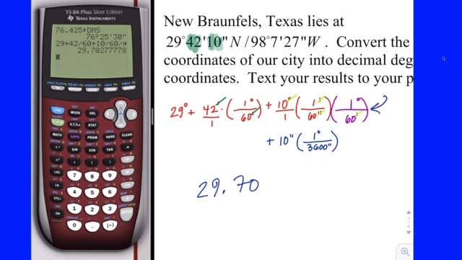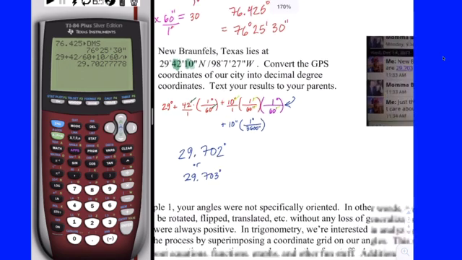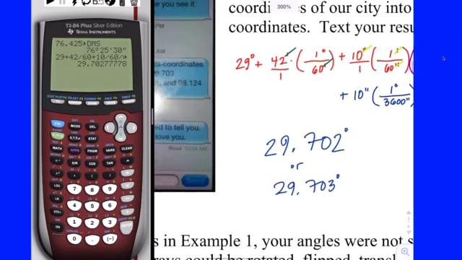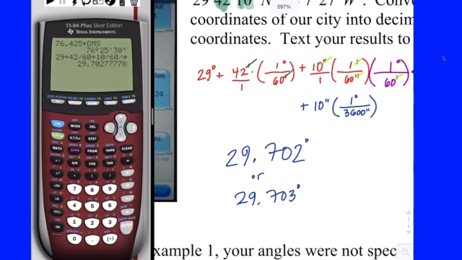You get then 29.70, and then we report 3 decimals. So you can put 29.702 degrees or 29.703 degrees. I'll take either one of those. Yeah, it does give you the answer. You're right. And luckily we get the same answer as what's in the text over there. So New Braunfels lies at 29.702 or 703 degrees north latitude.